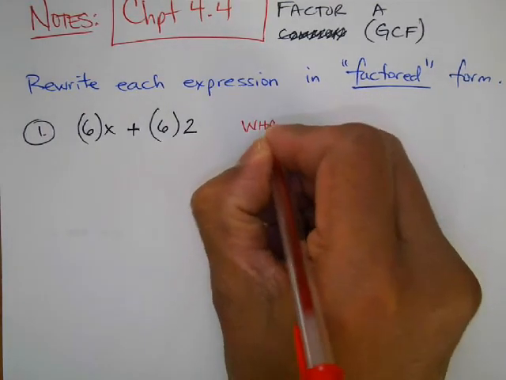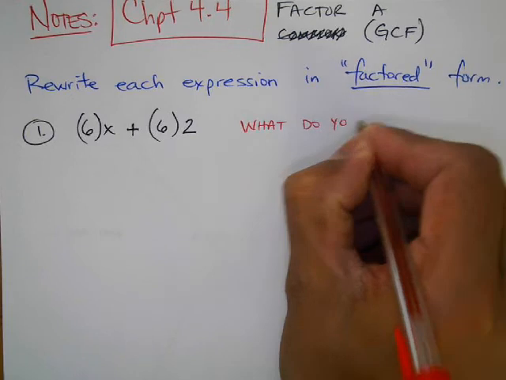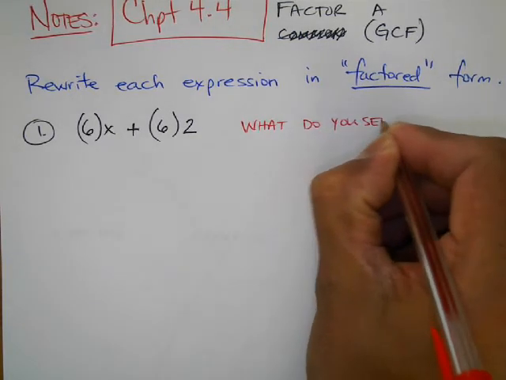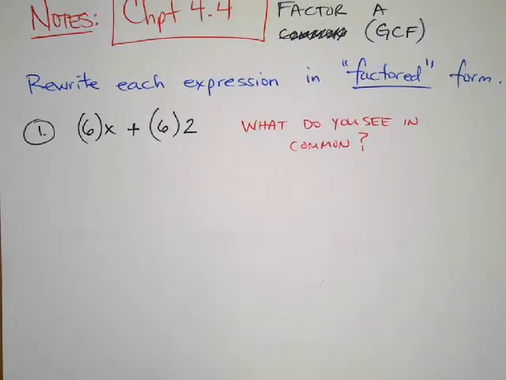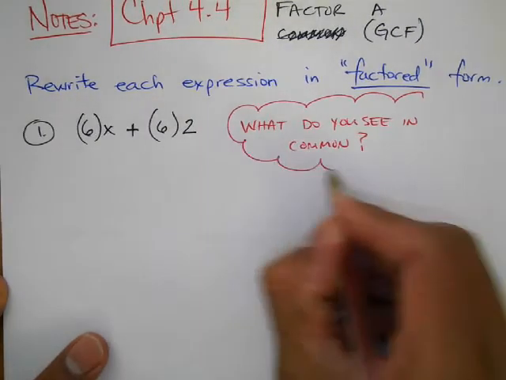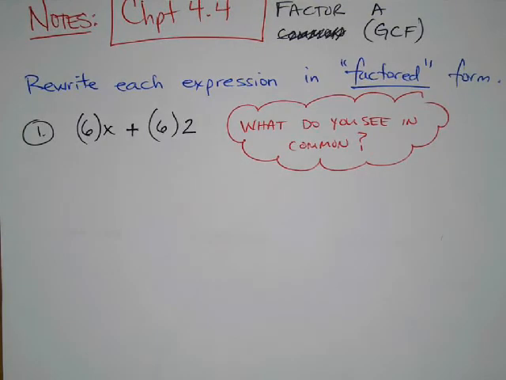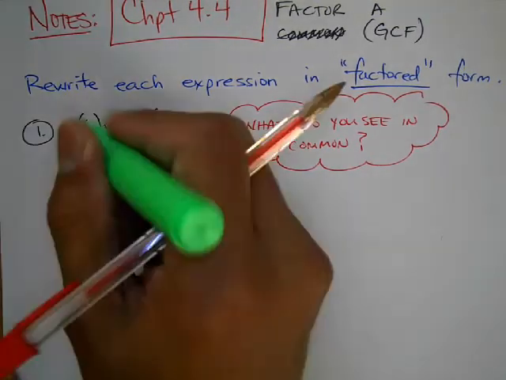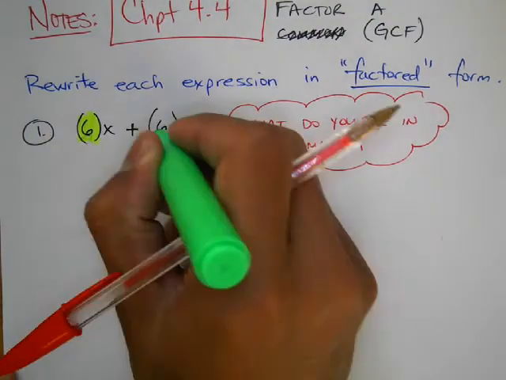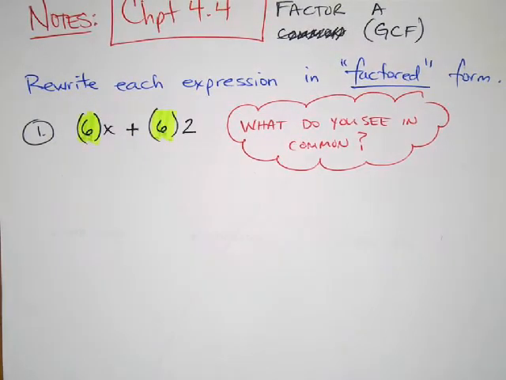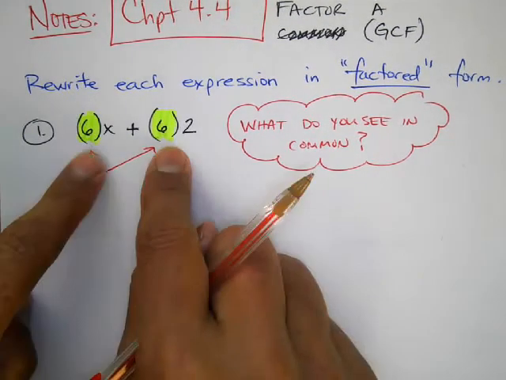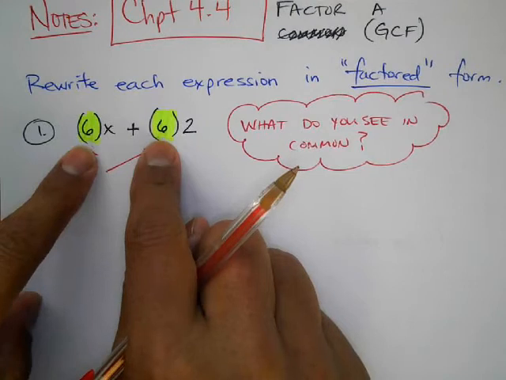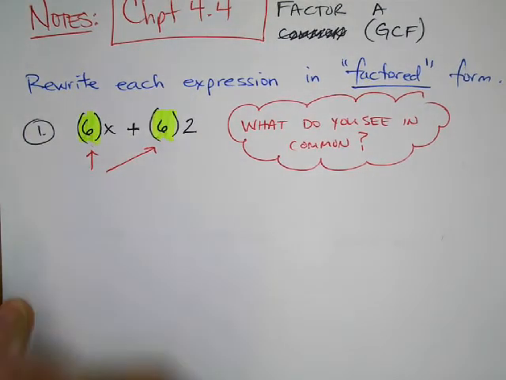When looking at this expression, what do you see in common? Well, obviously they both, and I actually made it really obvious, I put them in parentheses. This is the common factor. The 6 is your common factor. There's a 6 here and there's a 6 here. This is what's in common, not this other stuff. I'm really making it obvious. You see it in parentheses.